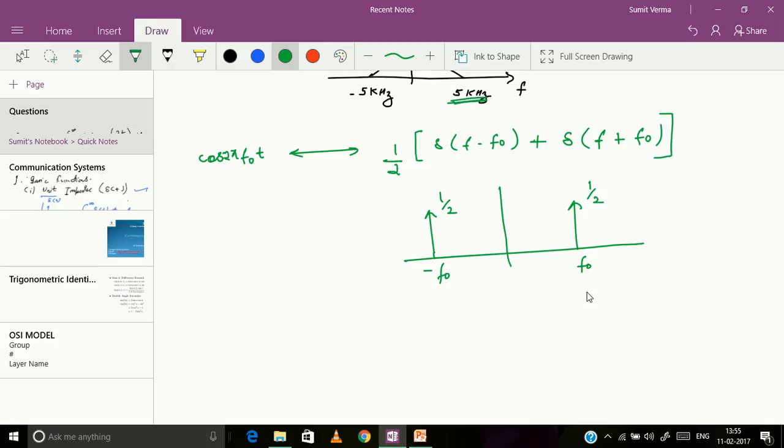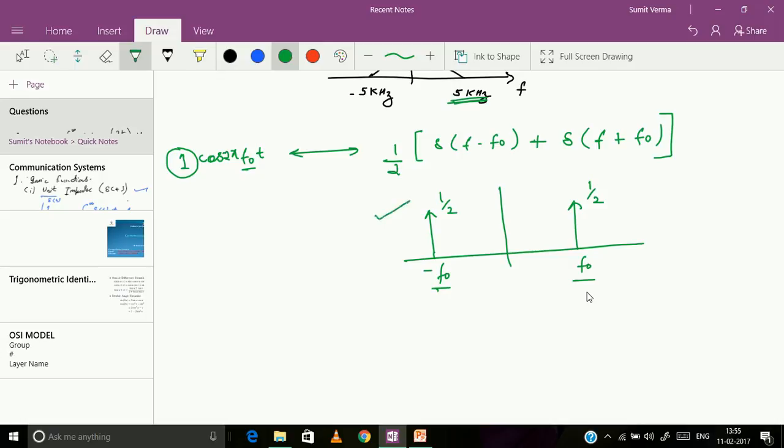So how to remember this basically? Whatever the signal is here, the signal here was 1, so just split it into 2, just divide it into 2. If you divide it into 2, the value becomes half and half, and put those values at the f naught frequency, so minus f naught and f naught. So no need to remember this, just remember the graph for this.